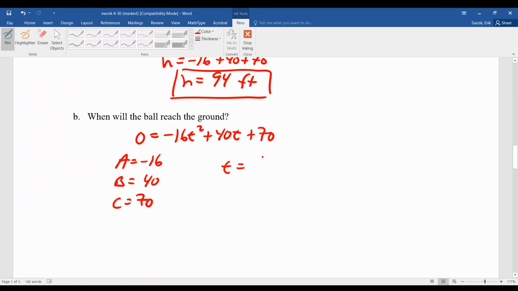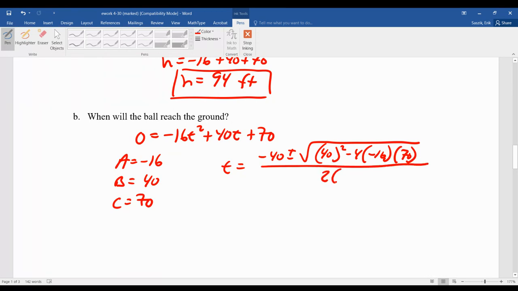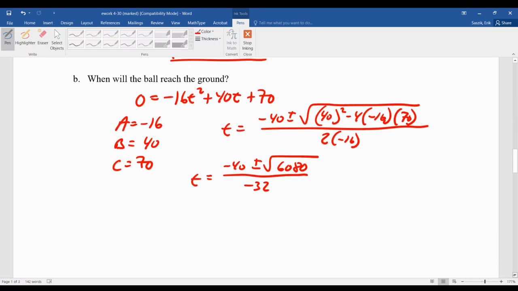So t equals opposite of b plus or minus square root b squared minus 4 times a times c all over 2 times a. So I get negative 32 down there. I get negative 40. That number underneath the square root sign is really large, 6,080.